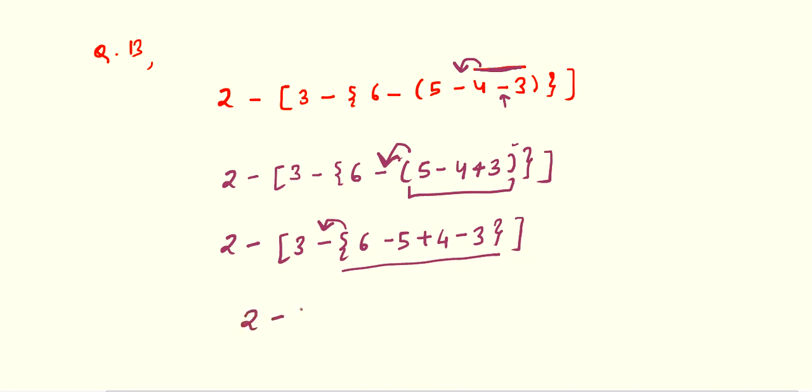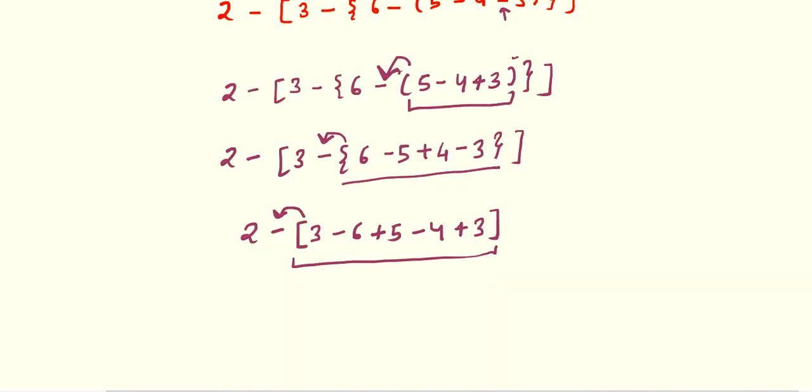So write 2 minus square bracket start, then 3. Now this plus 6 will be minus 6, minus 5 will be plus 5, plus 4 will be minus 4, minus 3 will be plus 3, square bracket close, and the curly bracket is solved. Again in this square bracket before it we have a negative sign. So 2, then this plus 3 will become minus 3, plus 6, minus 5, plus 4, minus 3.